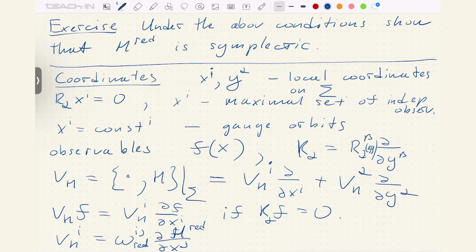And let me remind you that the exercise, which requires essentially just a bit of linear algebra, is to make sure that the Poisson bracket on the reduced phase space is invertible, or in other words, that the reduced phase space is symplectic. Okay, good.